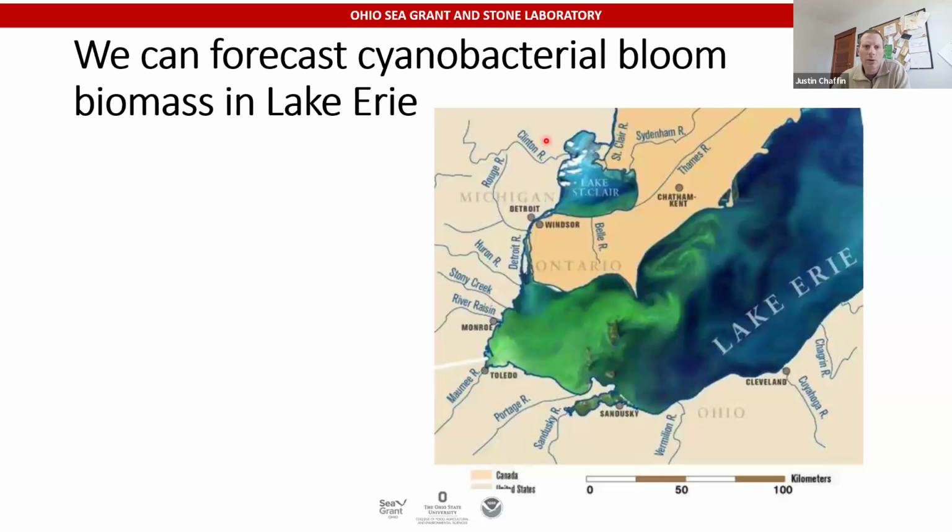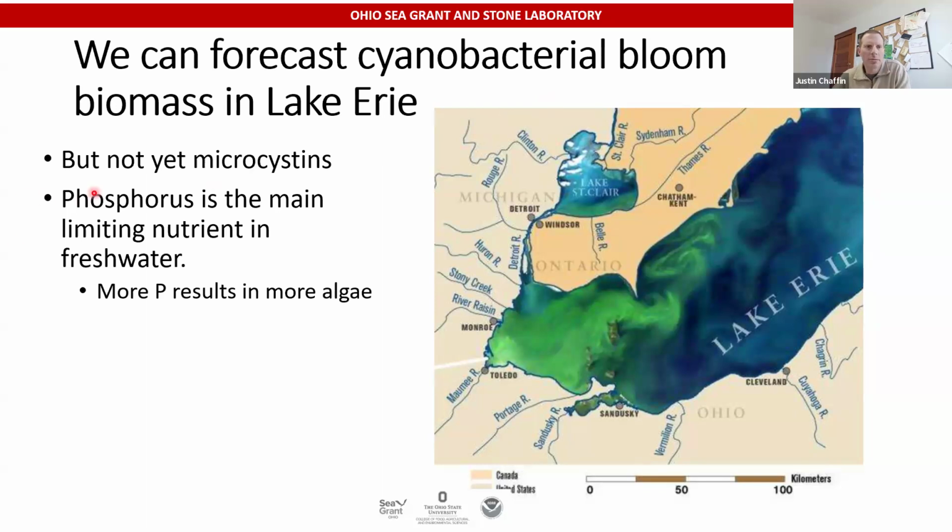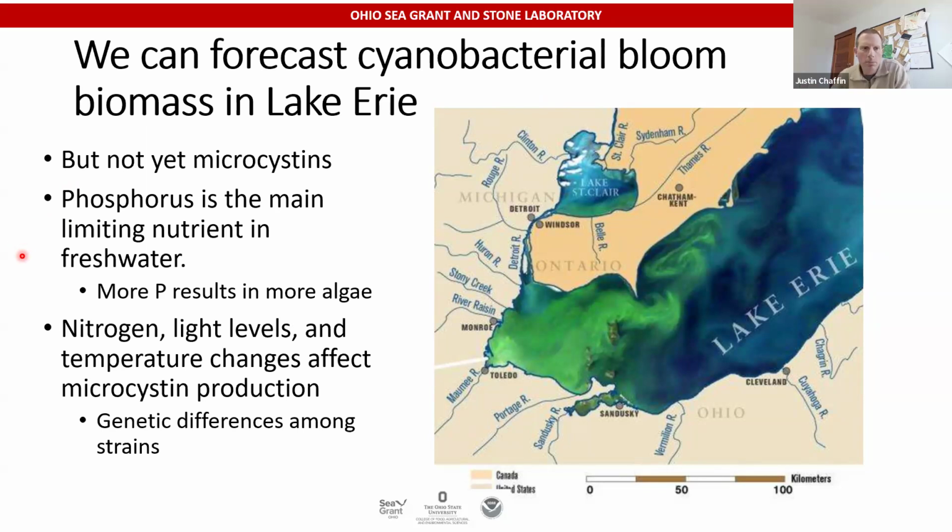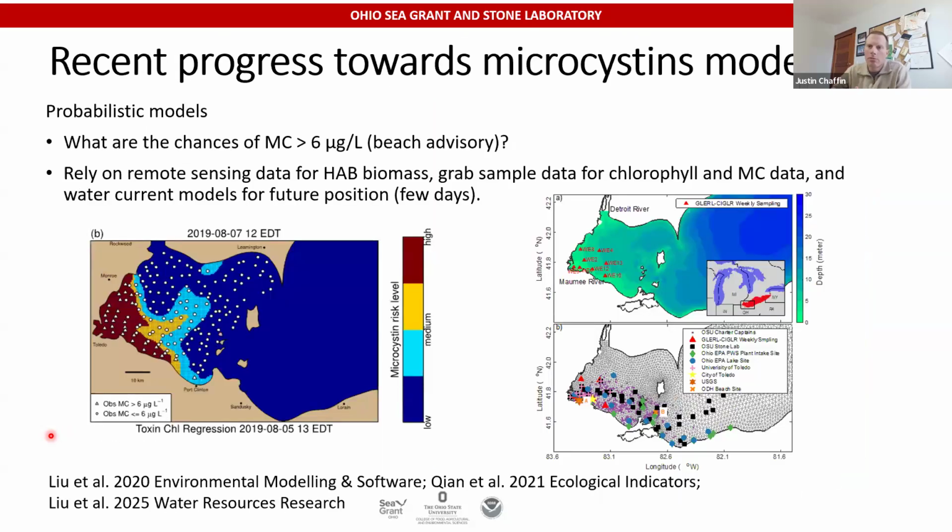So for Lake Erie, we can forecast the biomass, but not yet microcystins. We know that phosphorus is the main driver for freshwater blooms, so more phosphorus leads to more algae. However, for microcystins, there's a lot of other factors that drive toxicity. Nitrogen is a really main factor. Light levels, changes in temperature all affect microcystin production, and there's even genetic differences among strains within the lake. Despite all that complexity with what triggers microcystin production, we have been making some progress at developing microcystin models.